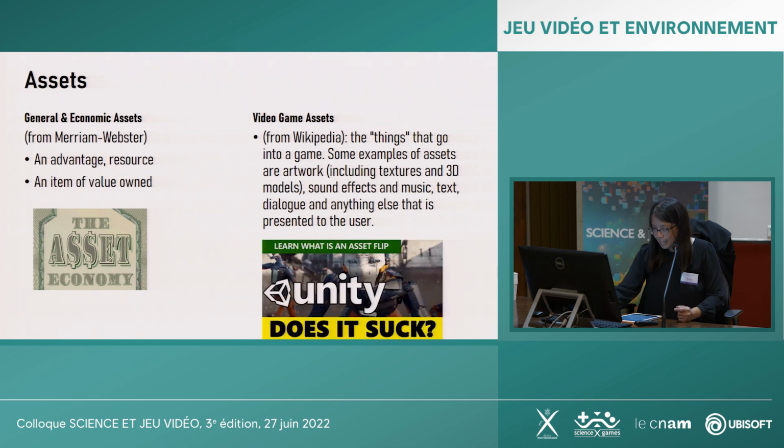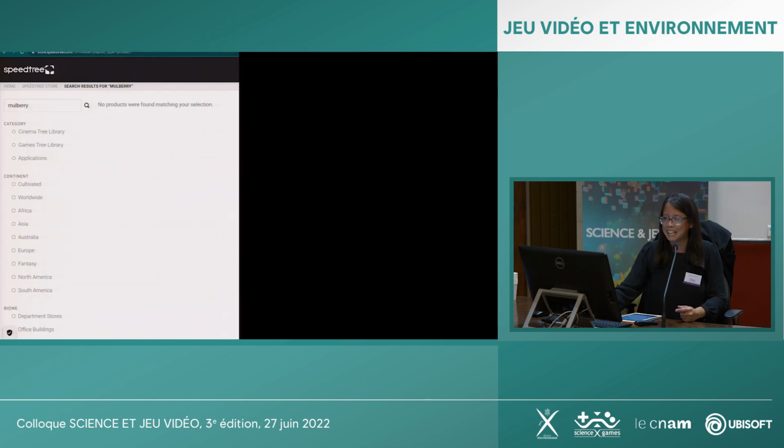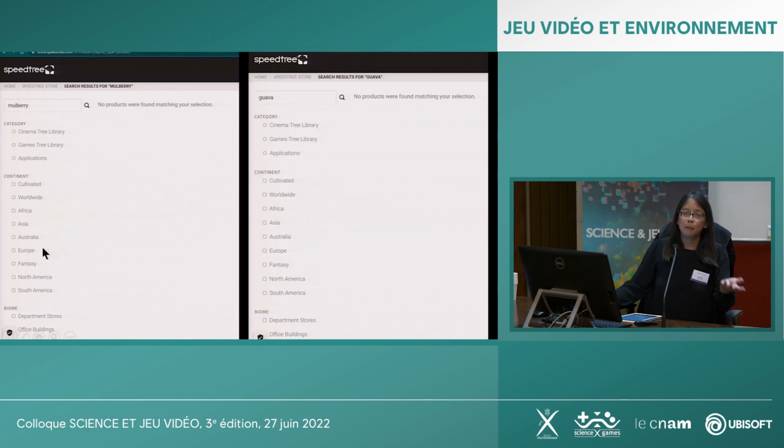And so, oops, sorry, not talking about asset flipping, we'll get that later. These are some of the trees you cannot find in SpeedTree's catalog that are important to me or artist friends of mine. The mulberry tree, which grows all over, the guava tree. And what does it mean that these species that are really important to us from our childhoods or from our lives are not necessarily represented in these catalogs, right?